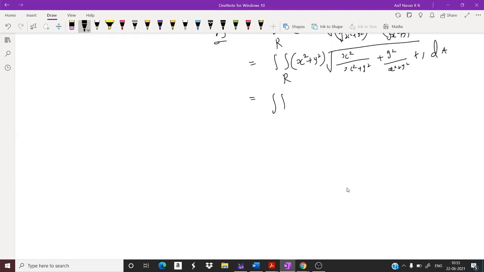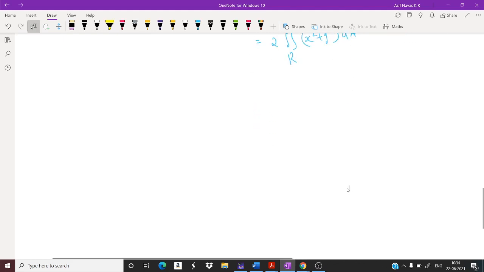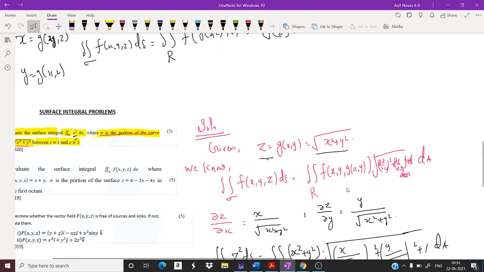So this is equal to double integral over R x square plus y square. So we have here x square by x square plus y square plus y square by x square plus y square. If you add both, you will get x square plus y square divided by x square plus y square, that is 1, plus 1 dA. So this is root 2 times double integral over R x square plus y square dA. Now we have to integrate this.